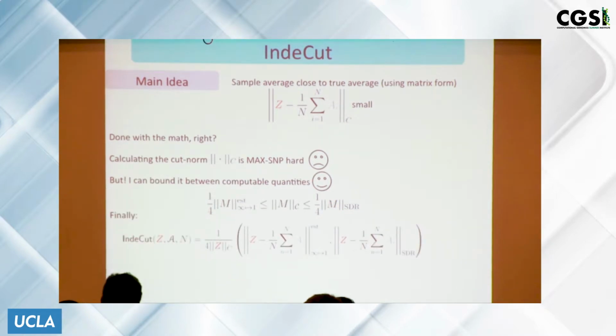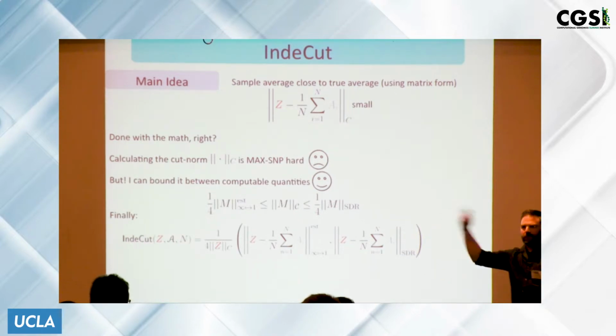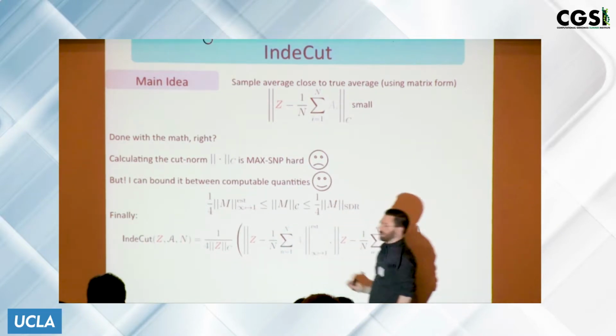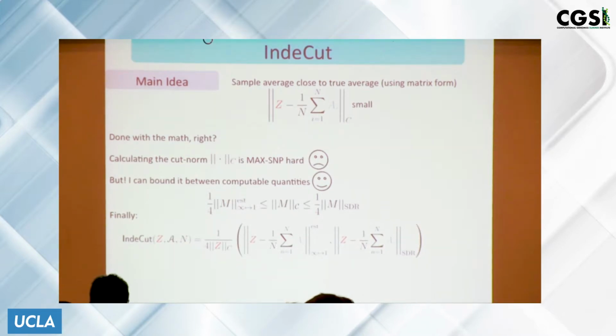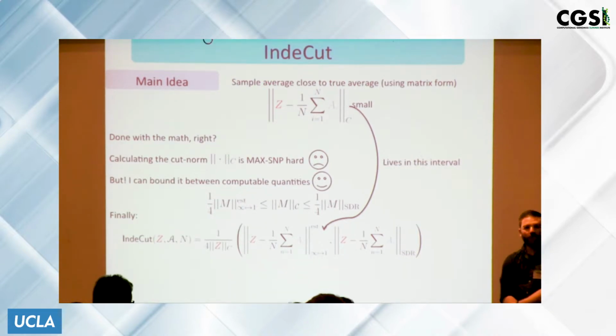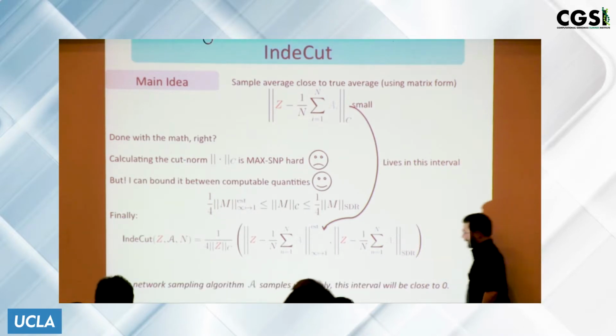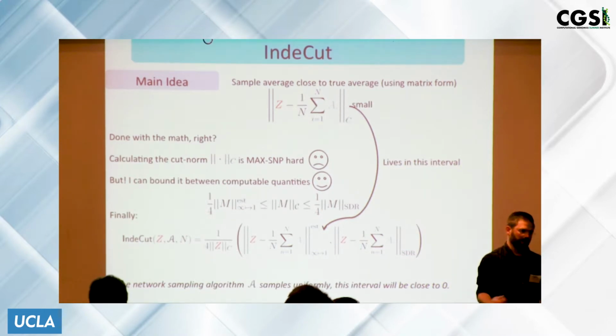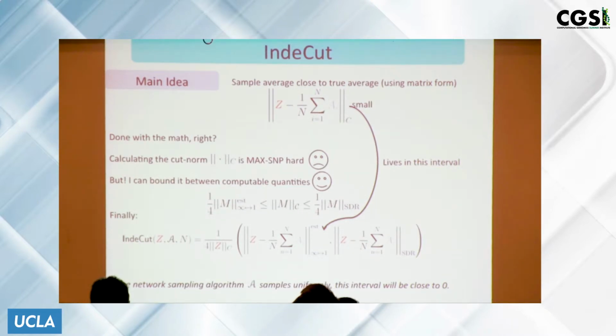Punchline. What is IndieCut? IndieCut is an interval, a top bound and a lower bound. This right here is the bound on the right, and this over here is my bound on the left. I'm guaranteed that this quantity that we wanted small lives somewhere in that interval. So the whole idea is if your network sampling algorithm samples independently, identically distributed, uniformly, then this interval will be close to 0. If it doesn't, you have evidence that one of your hypotheses has been violated: not independent, not identically distributed, etc. All good? Maybe? Excellent.